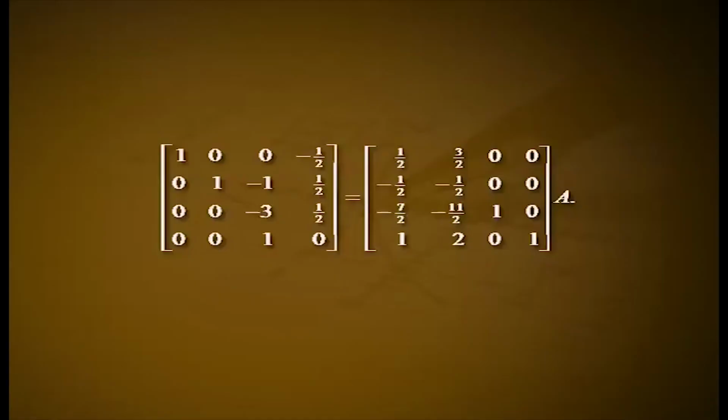Performing R1 2 minus 3, R3 2 11, R4 2 minus 4 on the matrix on the left and the prefactor of A on the right, we obtain matrix 1 0 0 minus 1 by 2 0 1 minus 1 1 by 2 0 0 minus 3 1 by 2 0 0 1 0, which is equal to the matrix 1 by 2 3 by 2 0 0 minus 1 by 2 minus 1 by 2 0 0 minus 7 by 2 minus 11 by 2 1 0 1 2 0 1 into A.